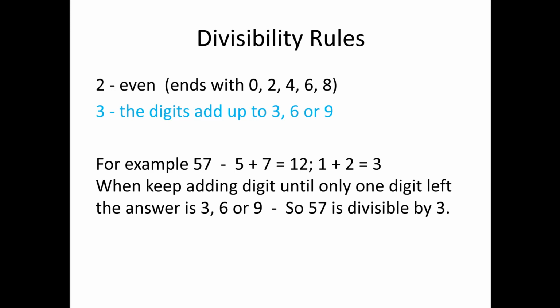For example, 57. I add up the digits, 5 plus 7, and I get 12. I add up those digits, 1 plus 2, and get 3. I keep adding up the digits until I have only one digit left. My answer is 3, 6 or 9, so 57 is divisible by 3.